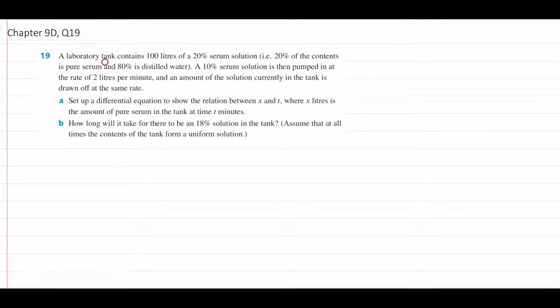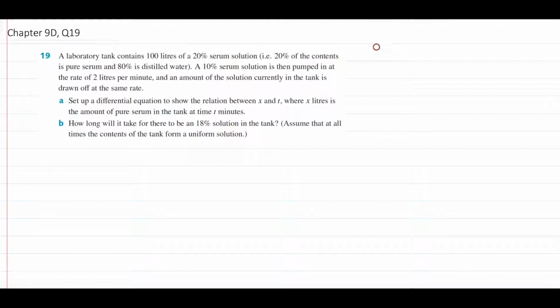Question 19. A laboratory tank contains 100 liters of a 20% serum solution. In example, 20% of the contents is pure serum and 80% is distilled water. So it's pretty much still a concentration volume question. It's just now you don't have it in terms of mass, you have it in terms of percentage. So it's actually volume as well. So it's volume over volume. If you've done chemistry, you should know what that is.